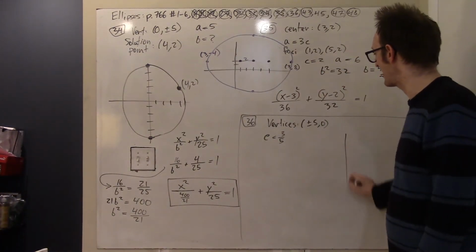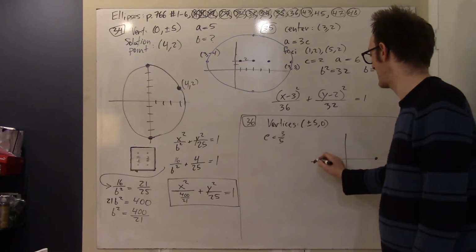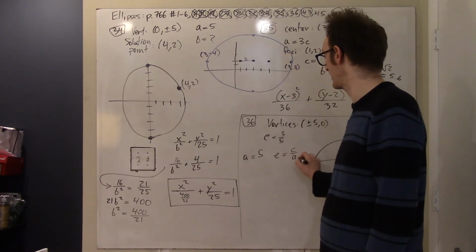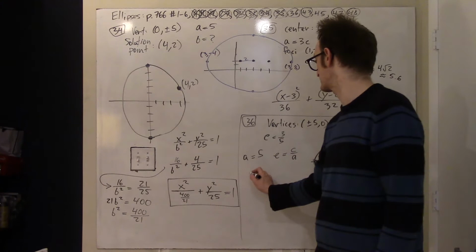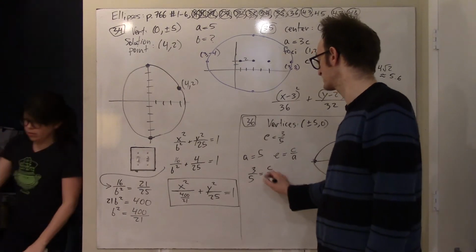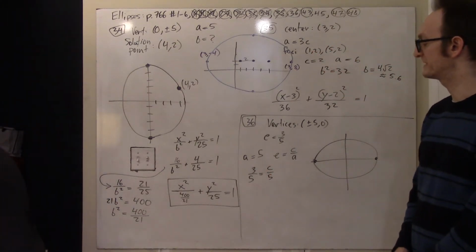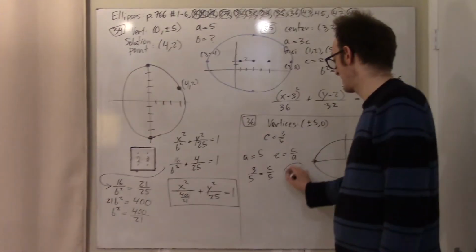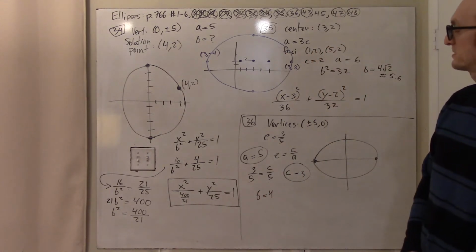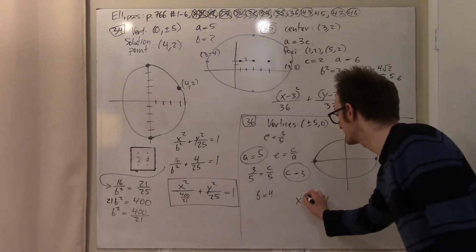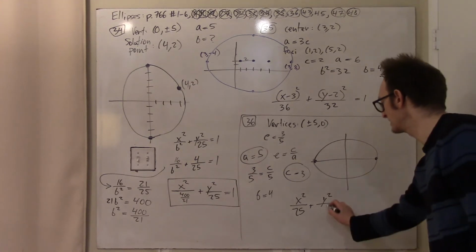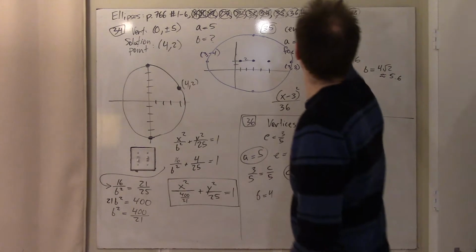If the vertices are plus or minus 5, then dude, that just means A is 5. What does this thing look like? I don't know, something like that. But if A is 5 and eccentricity is just C over A, then this just means that 3/5, the eccentricity, has to be C over 5. So this is just kind of a silly way of telling you that C is 3. And if C is 3 and A is 5, then that means that B is 4. And this is actually just the simplest ellipse imaginable. It's x squared over 25 plus y squared over 16 equals 1. Okay, so good.